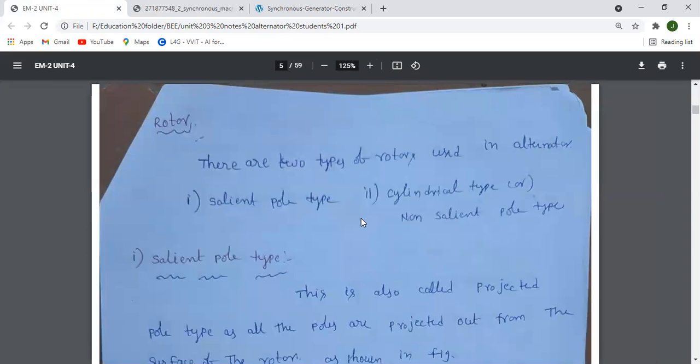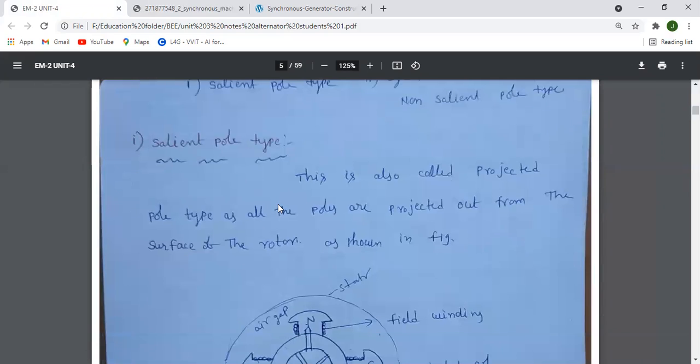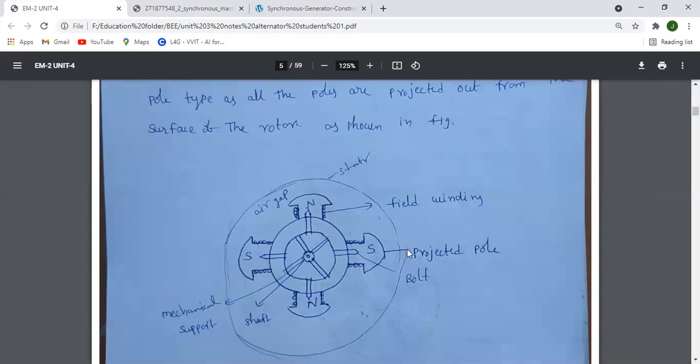And now we will see about rotors. Actually, there are two types of rotors in an alternator: the salient pole type, and the cylindrical or non-salient pole type. The salient pole type is also called the projected pole type, as all the poles are projected out on the surface of the rotor. Here it has four poles, the field winding, the stator, and the air gaps. It leads to mechanical support. This is the shaft, and at the south pole, the projected pole bolt.